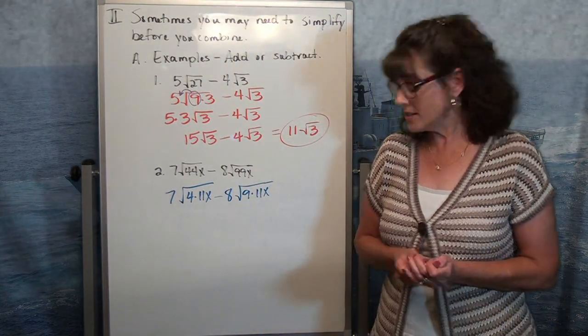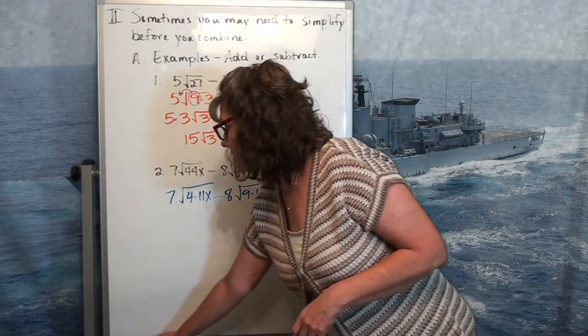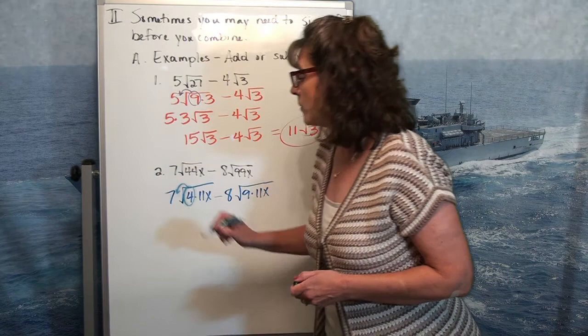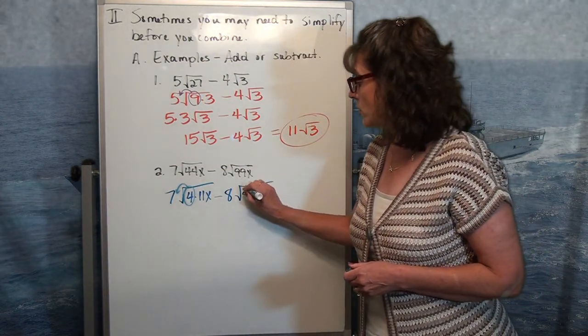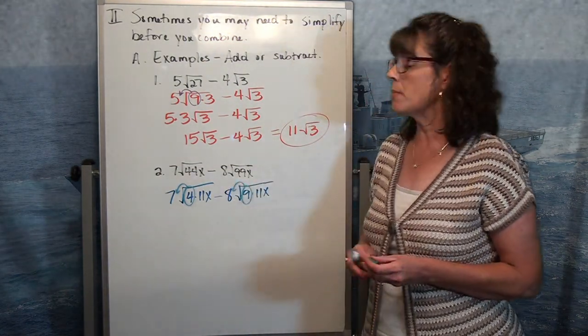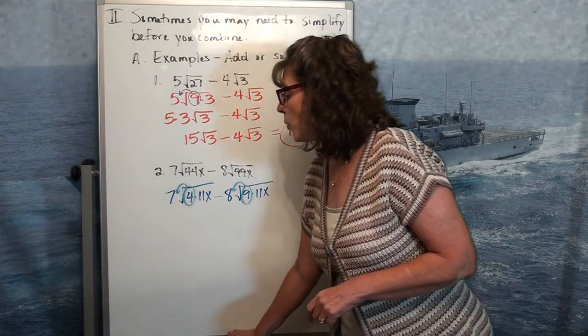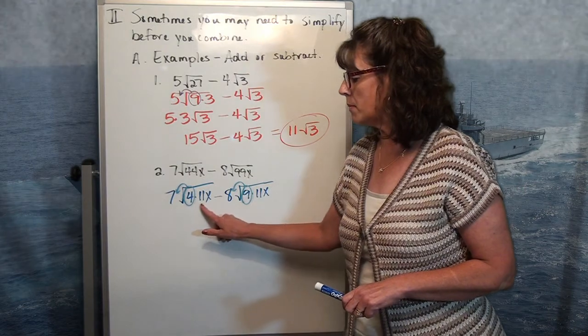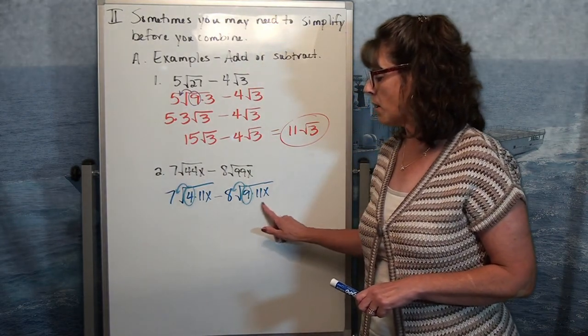Here again, why is this helpful? Because I know that the square root of 4 is 2. I'm going to take that out and combine it with the 7. I know that the square root of 9 is 3. I'm going to take that out and combine it with the 8. And just like before, how is this 2 going to combine with the 7? Great big multiplication problem here.